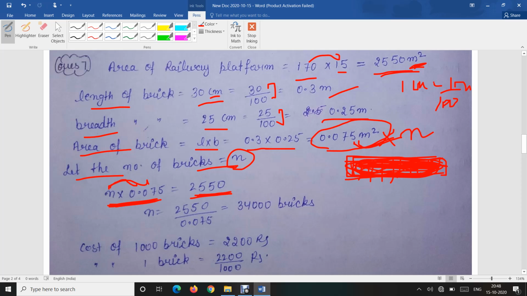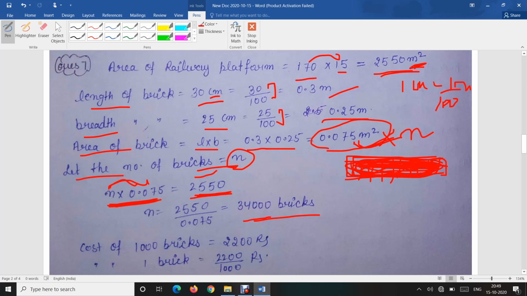So n multiplied by 0.075 is equal to 2550. From here we can find out the value of n, which is equal to 2550 upon 0.075. On solving that we get 34,000. That means the number of bricks is 34,000.